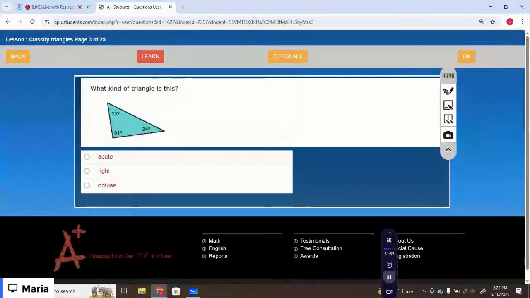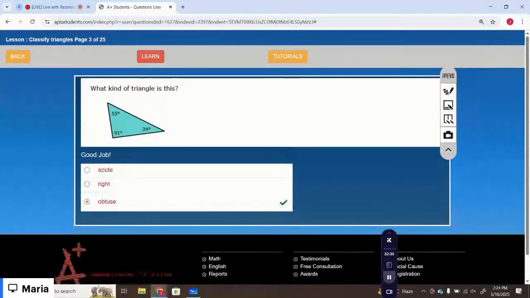What kind of triangle is this? 55, 91, and 34. That is an obtuse triangle. Option number three is the right option.